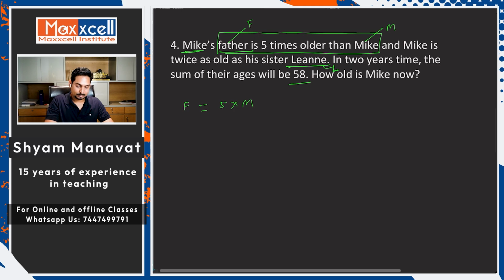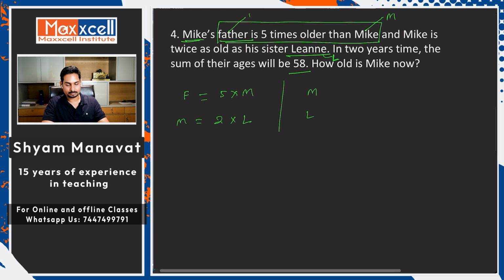Mike is twice as old as his sister. ये सब प्रेजेंट की बात चल रही है, अभी कोई 10 years back ऐसा कुछ हुआ नहीं है. Mike is twice as old as his sister Leanne. ये दो कंडीशन है. ओके. अब यहाँ पे माइक का प्रेजेंट एज M, लियान का L. ओके. Now, shall we write the next condition so that we can solve it all together?